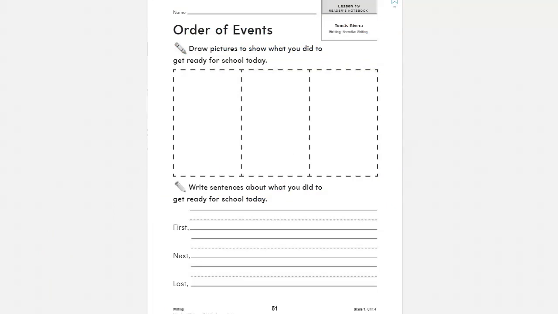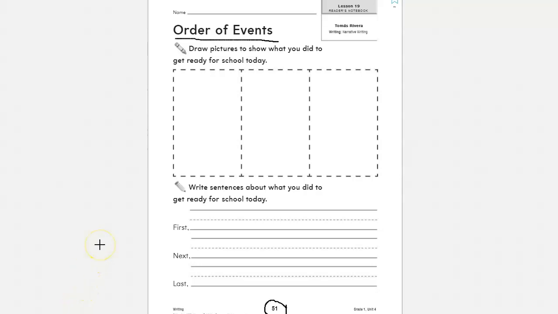For today's lesson, we are going to be using page 51 in our reader's notebook. We will be telling the order of events. The order of events we are drawing for is what we do to get ready for school. The directions tell us to draw pictures to show what you did to get ready for school today. Then, write a sentence about what you did to get ready for school today.